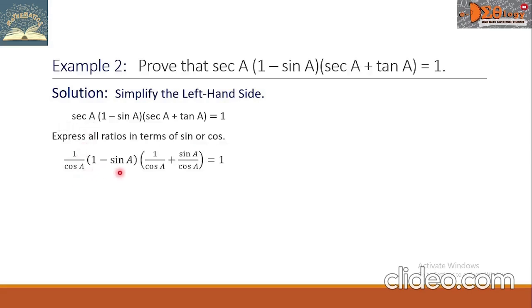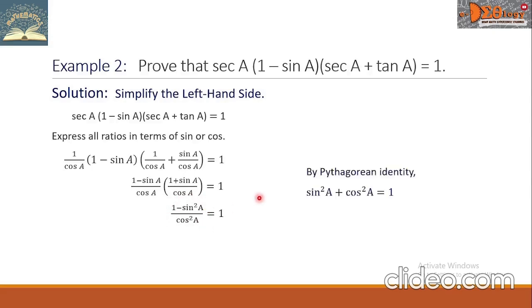1 minus sine A times the secant A here becomes 1 over cosine A plus the tangent A becomes sine A over cosine A equals 1. From here we multiply this 1 over cosine A by this 1 minus sine A. It becomes like this. And inside we combine the like fractions. Cosine A is common. So we have 1 plus sine A over cosine A. Let us now multiply the two fractions. So we have 1 minus sine square A all over cosine square A.